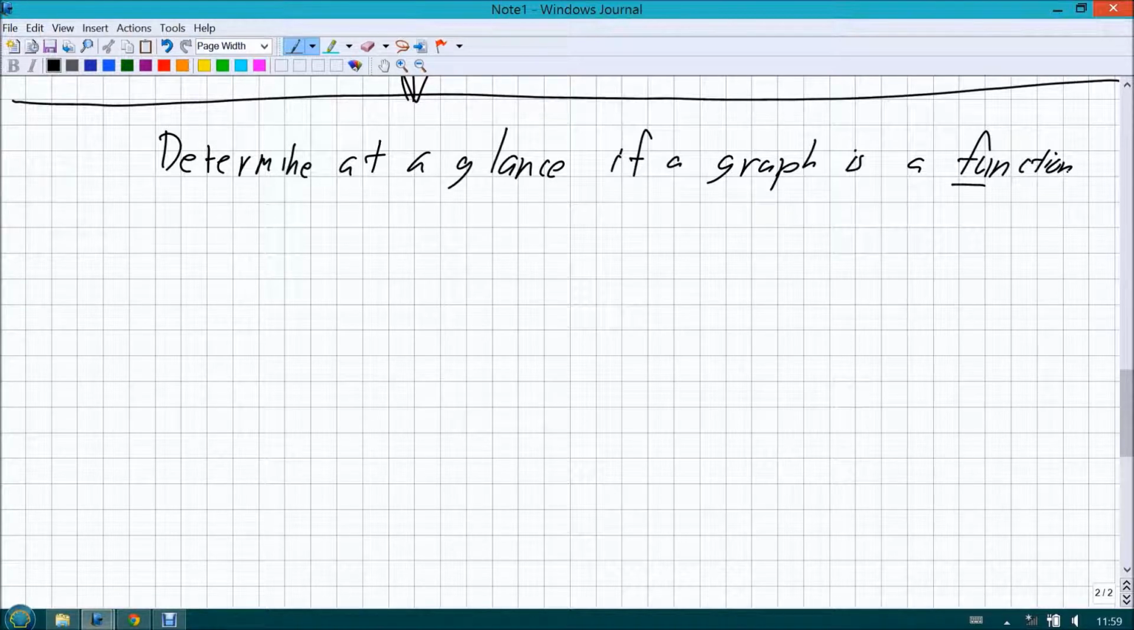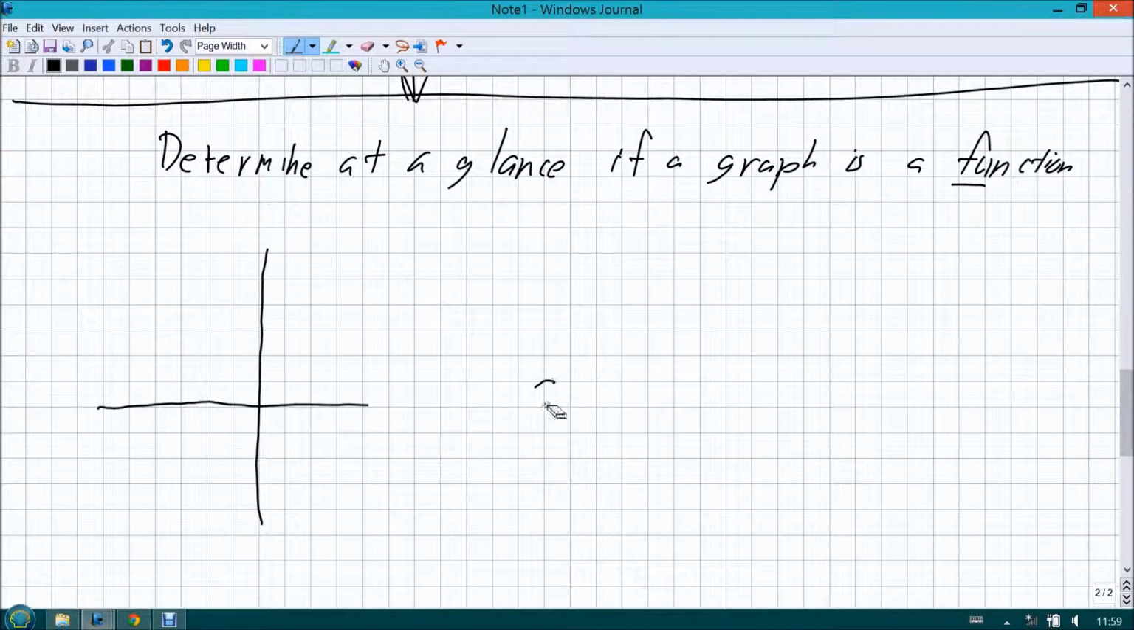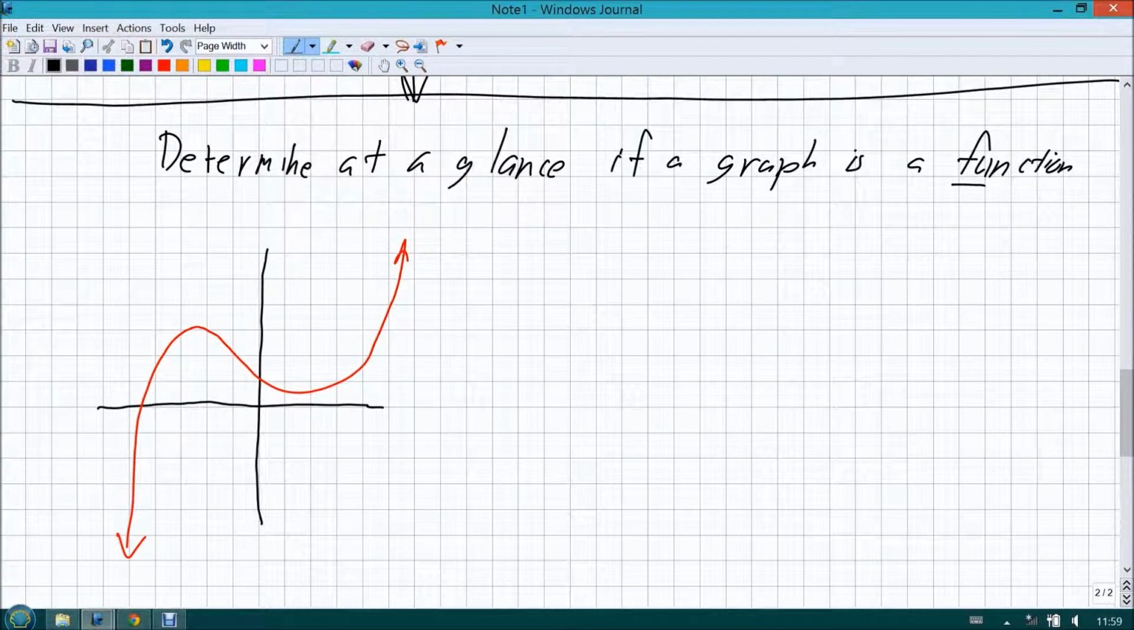So to do that, first steps first, we are going to have to draw a graph. And then once we have the graph drawn, we're going to have to put something on it. For an example, let's say this little squiggly line is our graph. Is this graph a representation of a function? Well, to do that, we need a test.